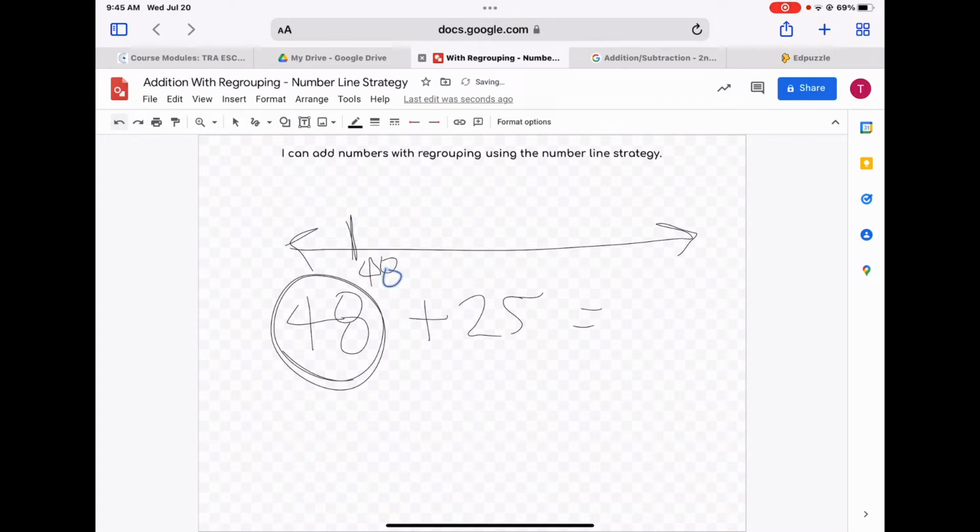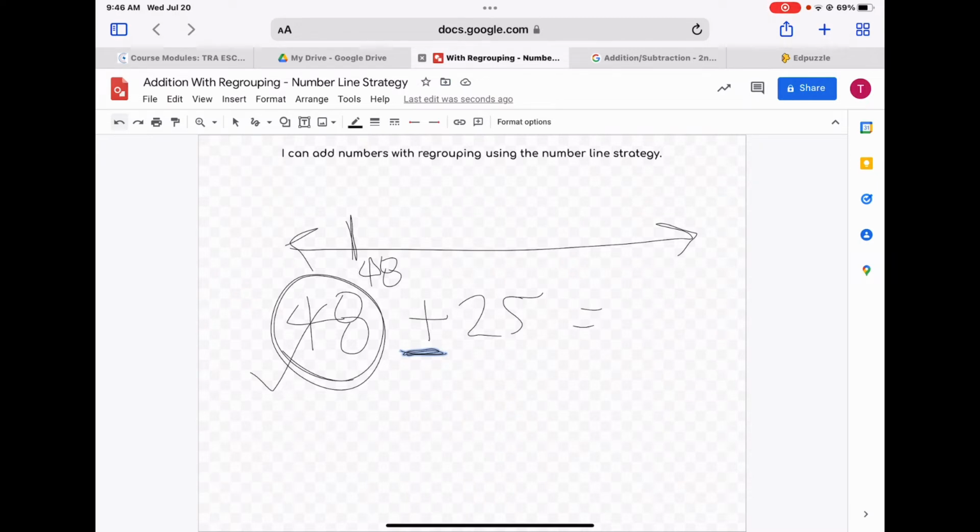Now, we are done with 48. Do we need to go back to it? No. That is our starting point. Now, this little symbol right here means that we're going to put these two numbers together. That's addition. So I know that my starting point is 48, and that the middle sign is my addition sign, and I'm going to add 25 to 48.